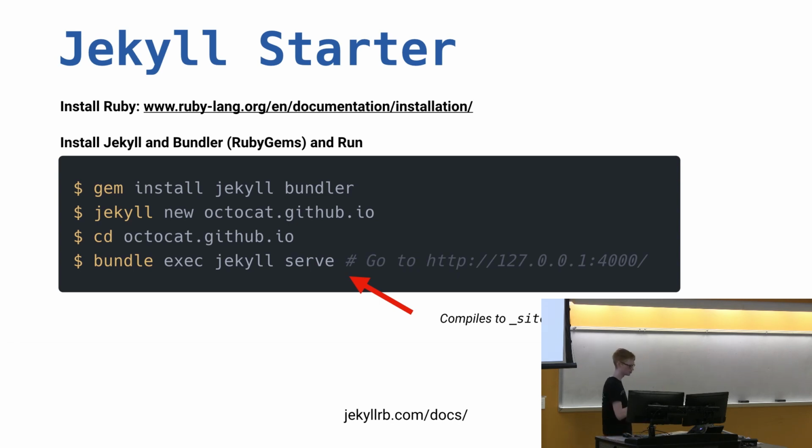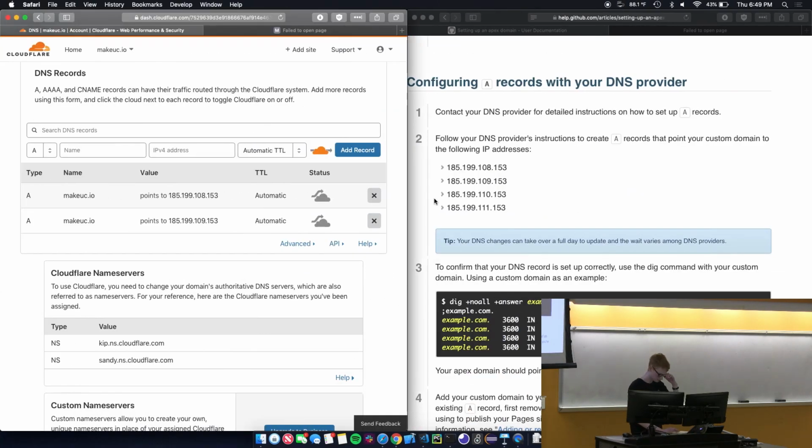Then we'll create a new Jekyll project, CD into that Jekyll project, and then do a bundle exec, that's that executable, Jekyll serve to serve up our website locally so we can see that. And all of our files will transpile to the _site directory. So let's try this out.